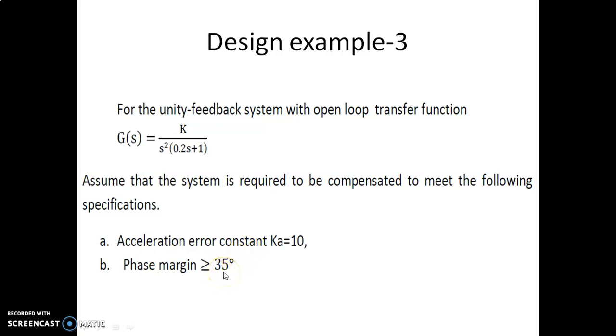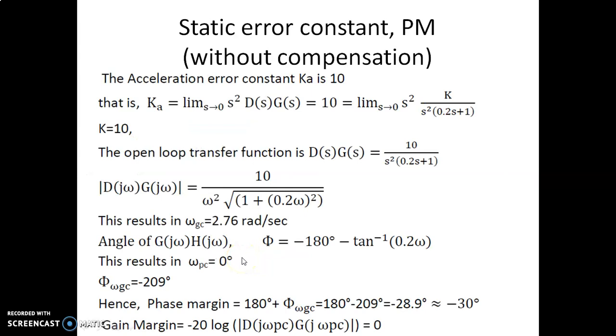So let us consider a phase lead compensator and try to find out the location of the poles and zero, and of course the constant term K, to satisfy these two conditions. As you know, the acceleration error constant Ka is given by the limit of s tending to 0 of s square into D(s) into G(s), where D(s) is the transfer function of the compensator and G(s) is the plant transfer function. We want this Ka to be 10.